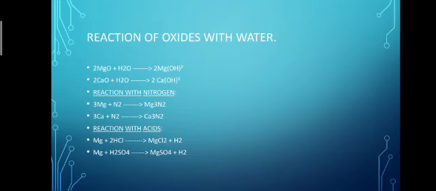Reaction with the acids. Magnesium and calcium can easily react with acids and form hydrogen gas. So in the first step, magnesium reacts with an acid, that is hydrochloric acid, to form magnesium chloride with the liberation of hydrogen gas. Secondly, magnesium reacts with another acid, that is sulfuric acid. It forms magnesium sulfate with the liberation of hydrogen.